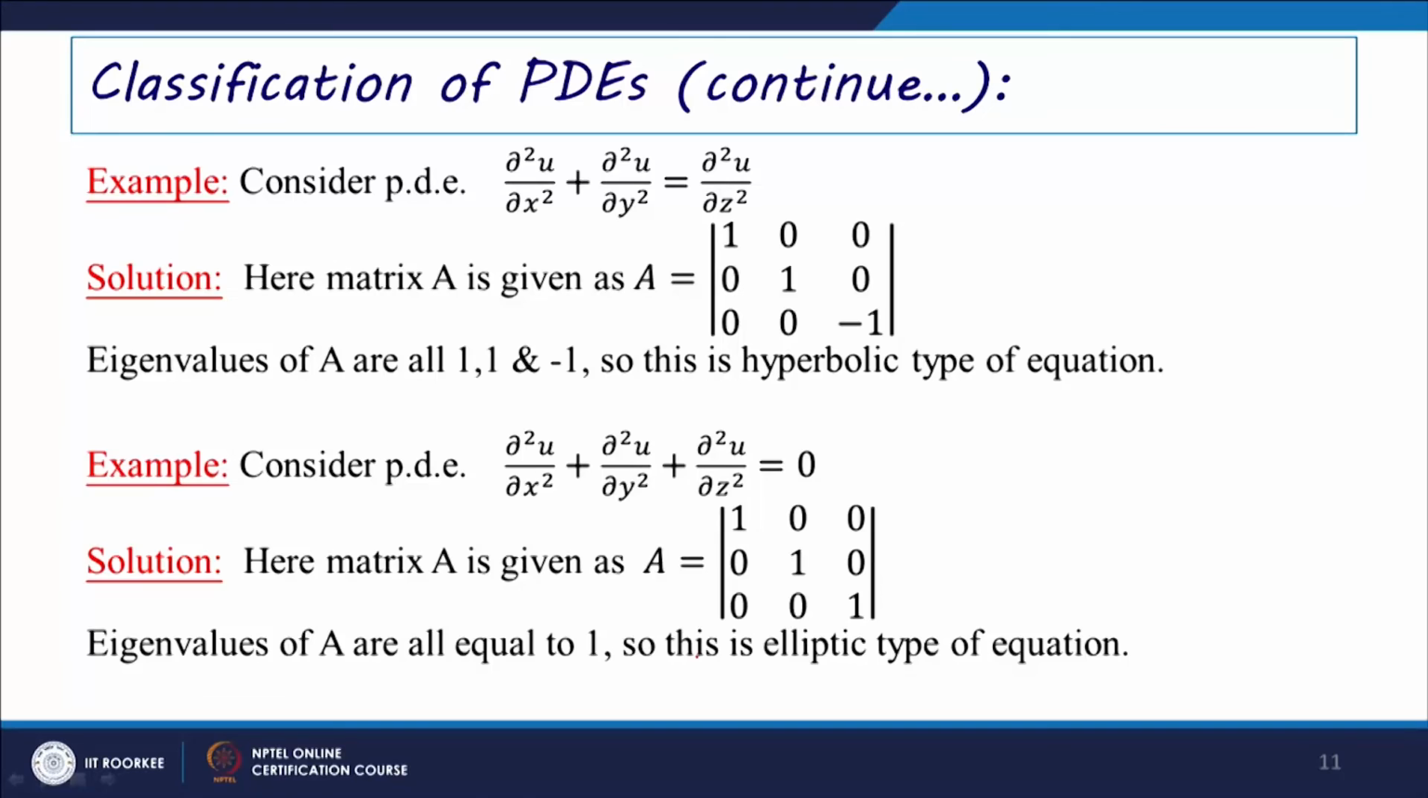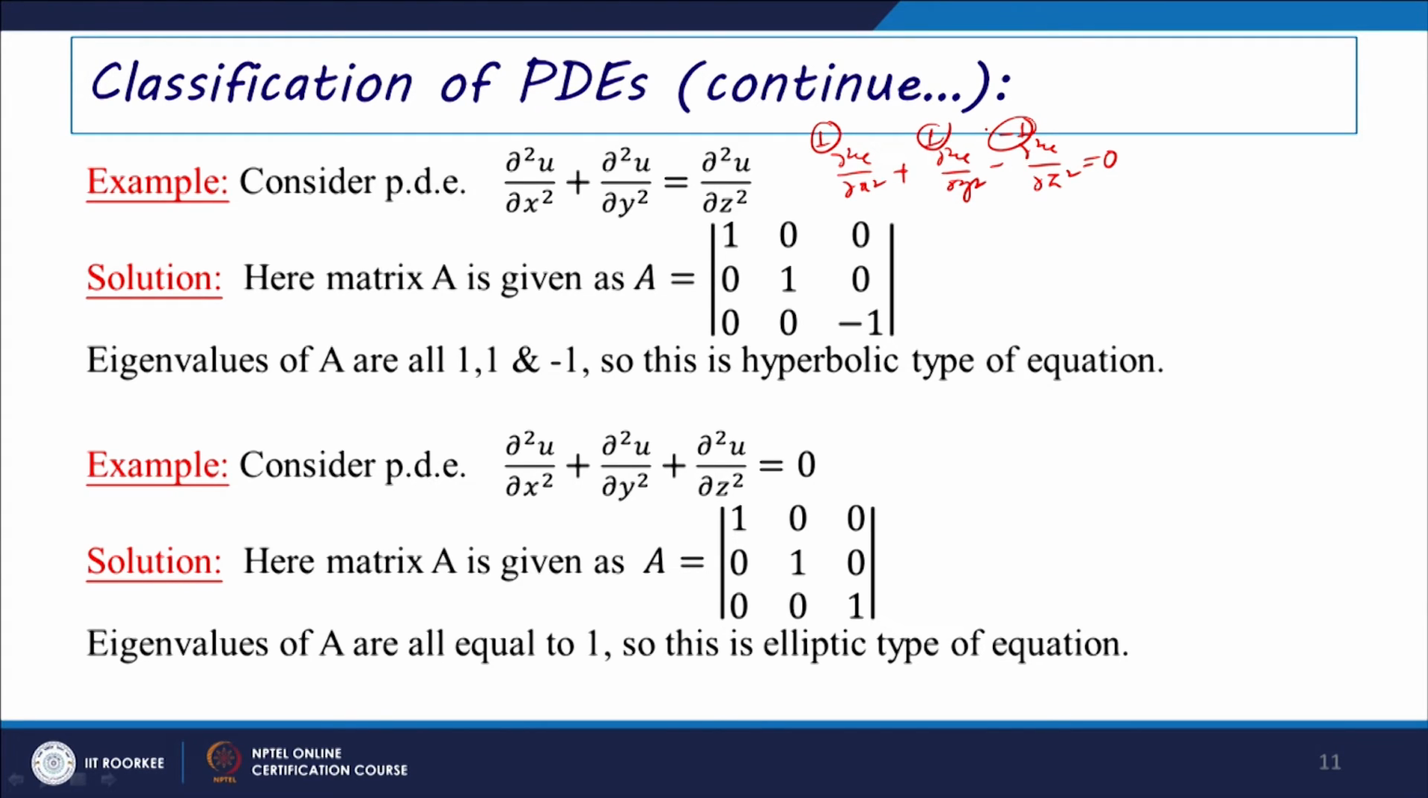So, to define this problem, we have just considered certain examples here. Consider a partial differential equation like ∂²u/∂x² + ∂²u/∂y² = ∂²u/∂z². If we take it to the left hand side, we can express this equation as ∂²u/∂x² + ∂²u/∂y² − ∂²u/∂z² = 0. So, these coefficients are like 1, 1 and −1 here.